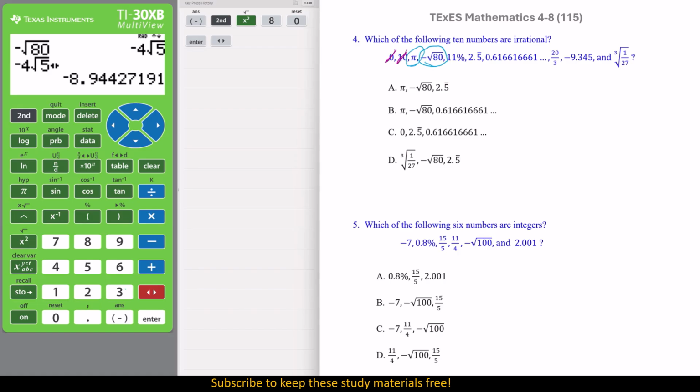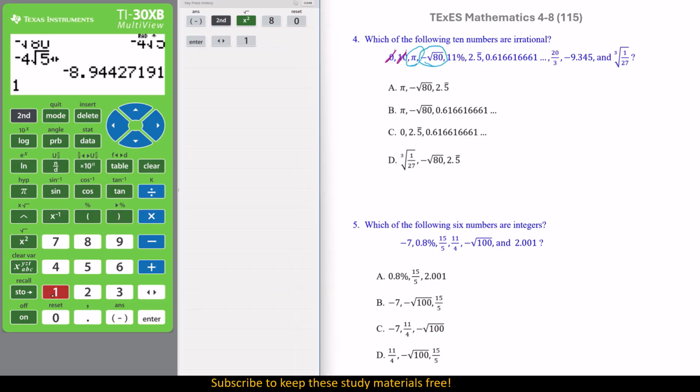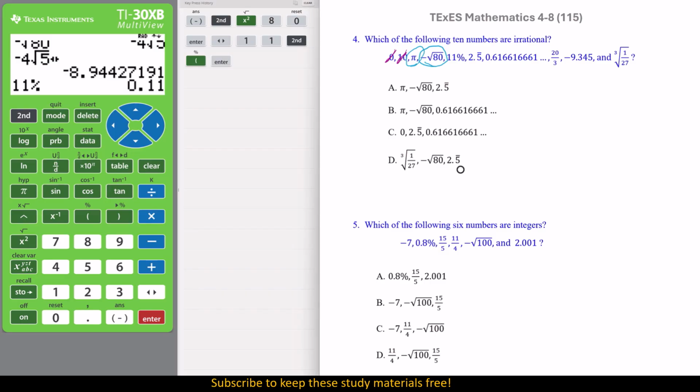Okay, 11%, that stops, okay? And if you're not sure about how this would work, you can just put in 11, second, and then open parentheses and just push enter. And obviously that is a decimal that stopped, so that's going to satisfy. Remember we want irrational. Okay, now this 2.5 bar, that means it repeats. So yeah, that's not going to be what we want. We want the ones that do not repeat.